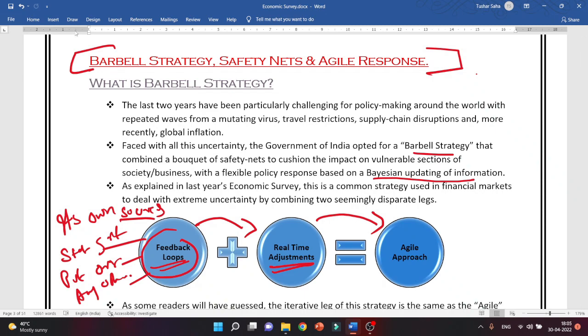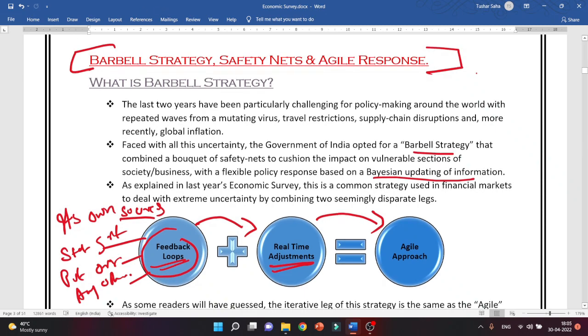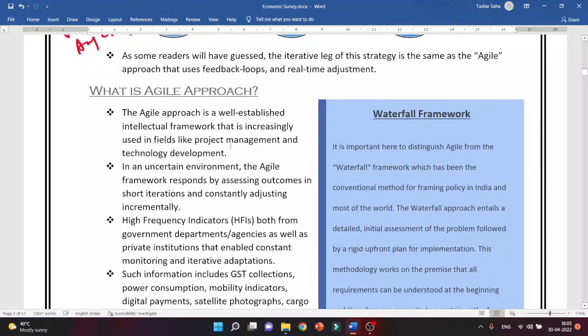Now, what is an agile response? A new word came up. So let's see the agile response. Agile response is a well-established intellectual framework that is increasingly used in the field of project management and technology development.